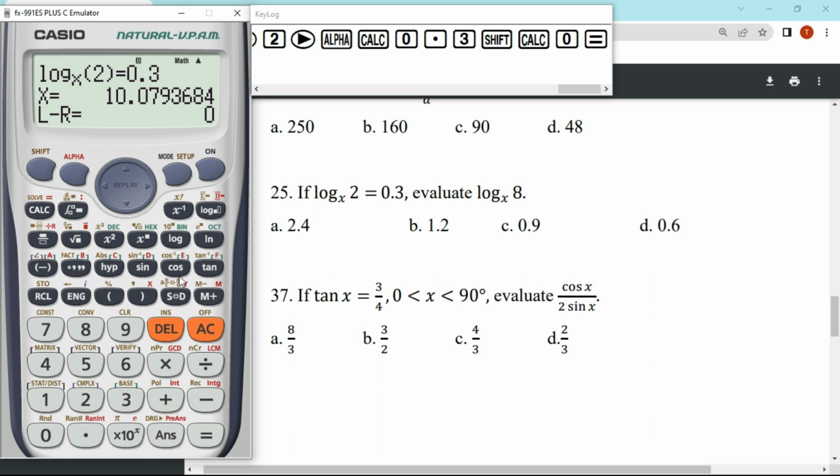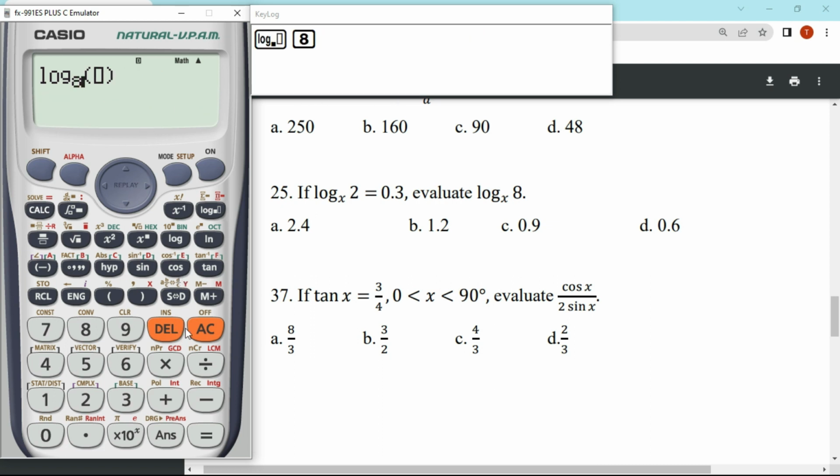So we can input it like this. So we have log of base 10, then log of 8. So we click on equal to and gives us our answer. So our answer is 0.9030, which is the same as the value of C. So our answer for question 25 is C. Okay. So now let's move on to question 37.